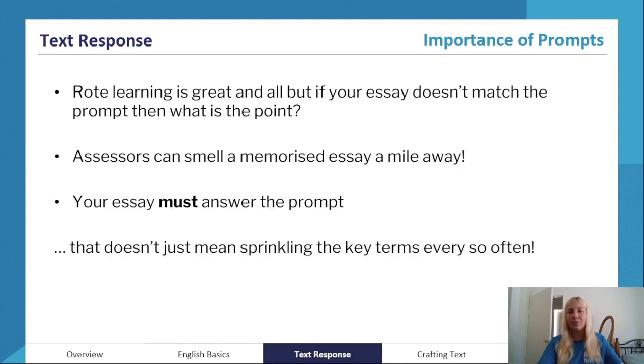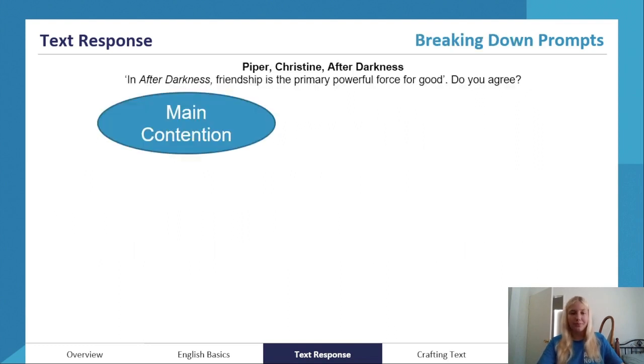So those are hopefully some great tips. Now, I'll say again about rote learning. If your essay doesn't match the prompt, you won't be eligible to get decent marks at all. So don't rote learn your essays. Always just practice working with different prompts.